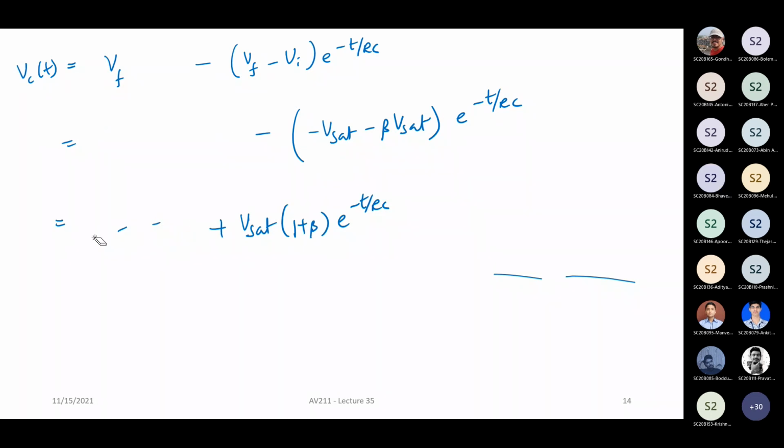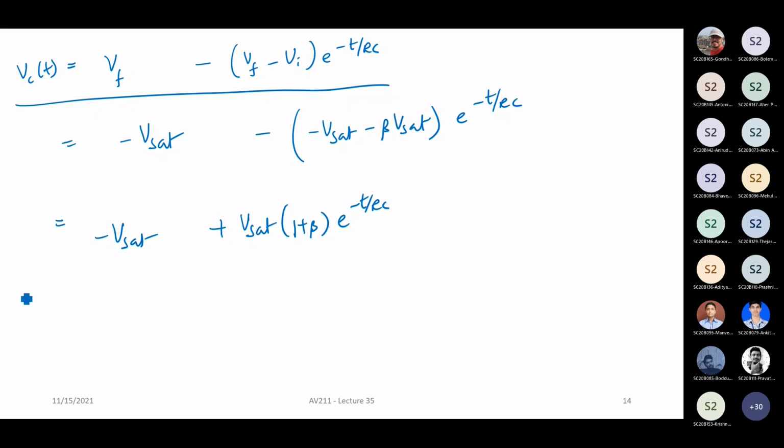Thank you. So it becomes V final, which is nothing but minus Vsat. Right? So basically, this is the expression. If you can remember this expression, yeah, thanks for correcting. It's been a long time. So it's V final minus V initial into e to the power of minus T by RC. The final voltage is minus Vsat, and then you have V final minus Vsat. This is the expression that you get.